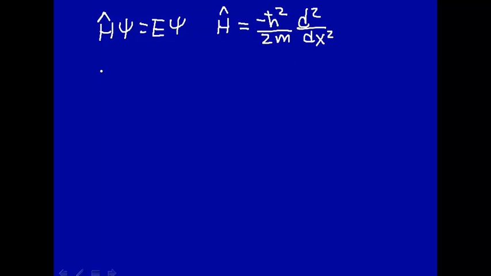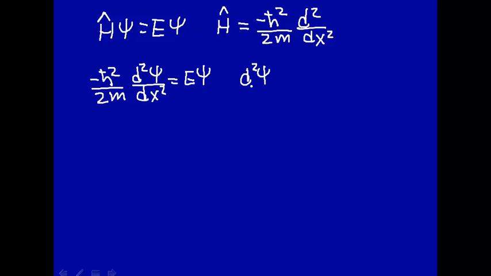So now we can write the Schrodinger equation as minus h bar squared over 2m times the second derivative of the wave function with respect to x, equal to E times psi, where psi here is a function of x. Let's rewrite this equation to get into a form that maybe is more familiar to us. Let's multiply both sides by minus 2m over h bar squared. This gives the second derivative of the wave function with respect to x equal to minus 2 times the mass times the energy over h bar squared times the wave function.